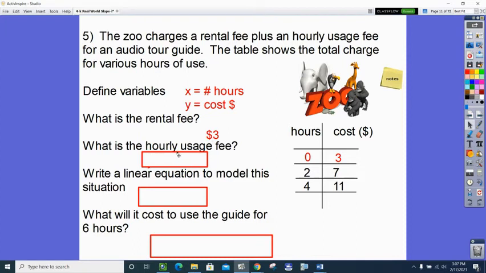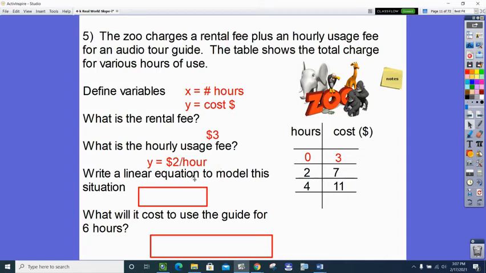Now you're in the zoo for a while. What are you going to pay for every hour you rent that little audio guide? Well, remember, that's slope. So you're going to take y minus y over x minus x and make it a unit rate. And let's see how much you pay per hour. So 7 minus 3 would be 4 over 2 minus 0, which would be 2. 4 divided by 2, you're paying $2 an hour. So every hour you keep the device, you're going to pay an extra $2.